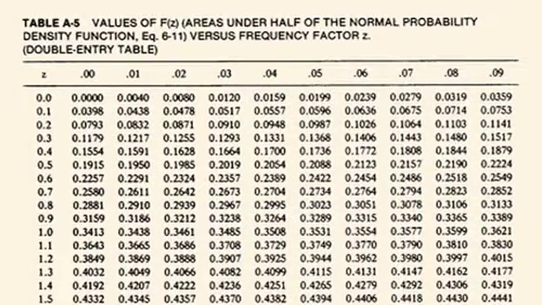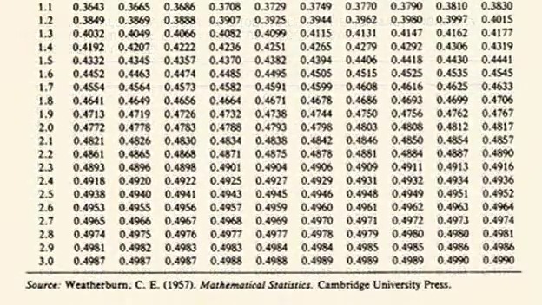In this table, note that for z equal to 1, f of z is equal to 0.3413, that is 34.13% of the normal distribution probability lies between the mean and one standard deviation away from the mean. Likewise, for z equal to 2, f of z is 0.4772, that is 47.72% of the normal distribution probability lies between the mean and two standard deviations away from the mean.